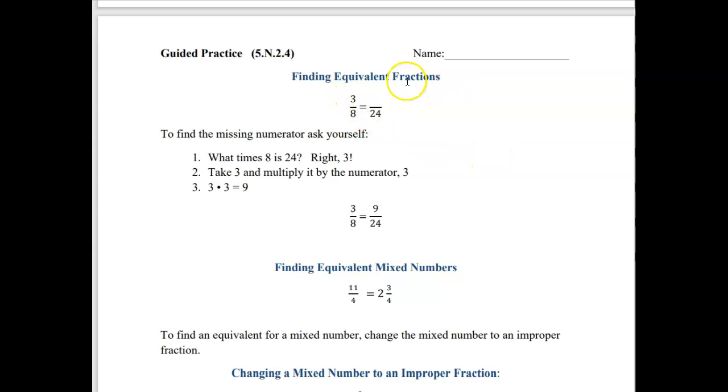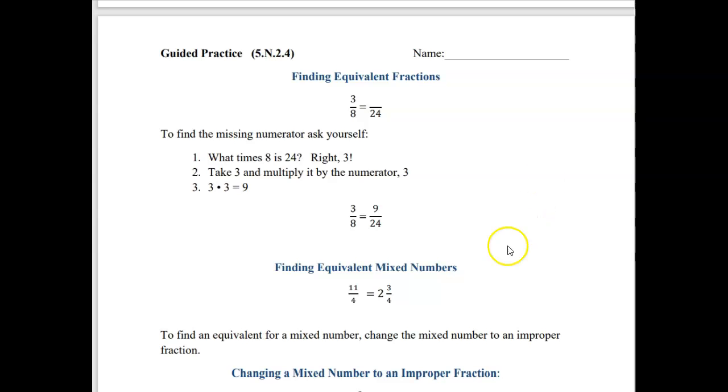So to find the missing numerator, this is where knowing your times table is going to come in really handy. You ask yourself, how many times does 8 go into 24? Well, 8 times 3 is 24. Okay? Once you find that, you have to multiply the top number by the same thing. So if 8 times 3 is 24, then you need to go 3 times 3, and what does that equal? 9. So 3/8 and 9/24 are equivalent fractions.